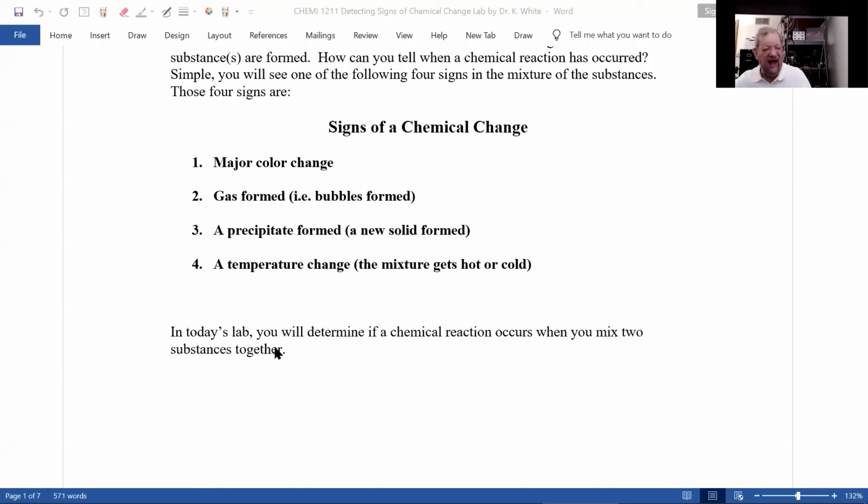And finally, the last sign of a chemical change is when you have a temperature change. And a temperature change means when you mix 2 things together, it gets hotter or colder than it was. And you can just feel that with your hand, or if you have a thermometer, that will show. And there are other ways of seeing temperature change.